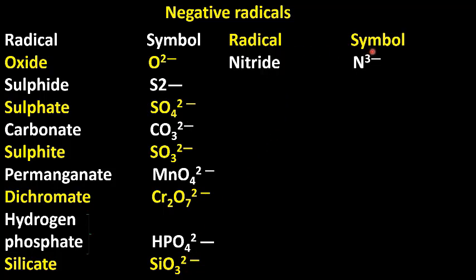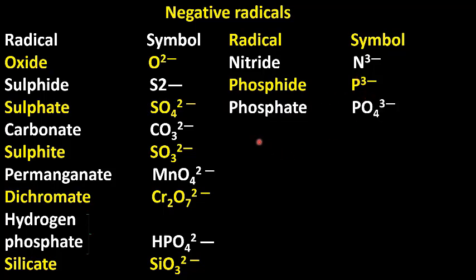Let us see more negative radicals. Nitride, N3 minus. Nitride is a tri-negative radical. It has 3 units of negative charge. Phosphide, P3 minus. Phosphate, PO4 3 minus. The phosphate radical has 1 phosphorus atom and 4 oxygen atoms with 3 units of negative charge.